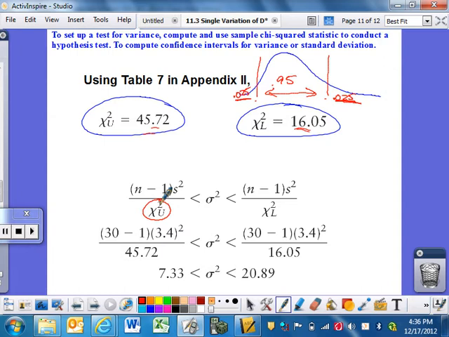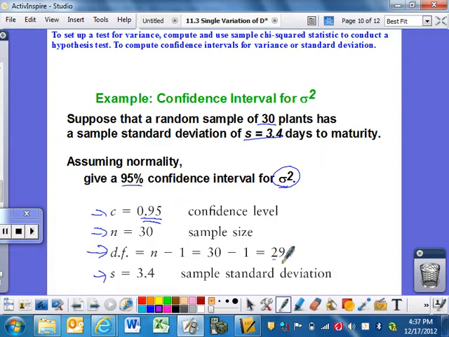Well, how do I find the upper bound? Chi-squared upper means it's the right one. Chi-squared tables give you information that's to the right. So I need to find this exact number. What chi-squared number gives me a p-value of 0.025 to the right at the degrees of freedom of, in this problem, 29? And that's what I showed you on the previous page.